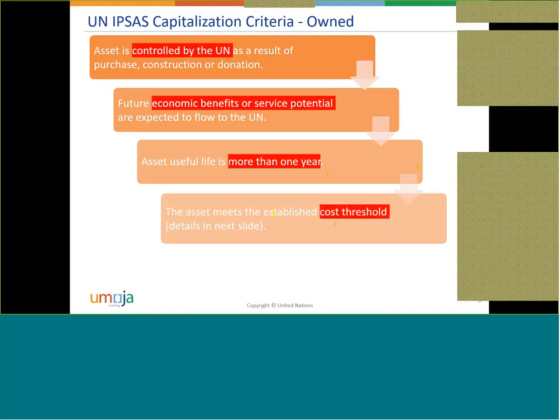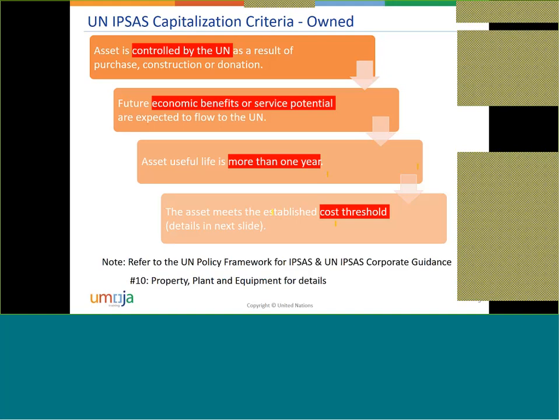And the part that is, let's say, well known by everybody is about the cost threshold, the capitalization threshold. So only assets that meet the established capitalization threshold must have a fixed asset master record. Now we'll discuss this later. So in a nutshell, you have more information about it in the corporate guidance that you can find in ipsas.un.org. You can go and check the part on property, plant, and equipment for further details. But these are the 4 capitalization criteria.